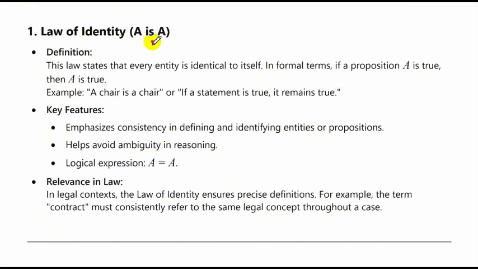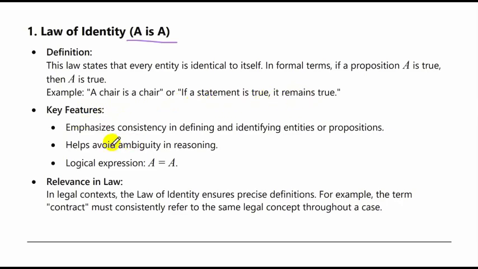The law of identity. We state that A is A. This law states that every entity is identical to itself. That is, I am equal to myself. If I have to say, a pen is equal to a pen. In formal terms, if a proposition A is true, then A is true. Example, a chair is a chair. Or if a statement is true, it remains true.